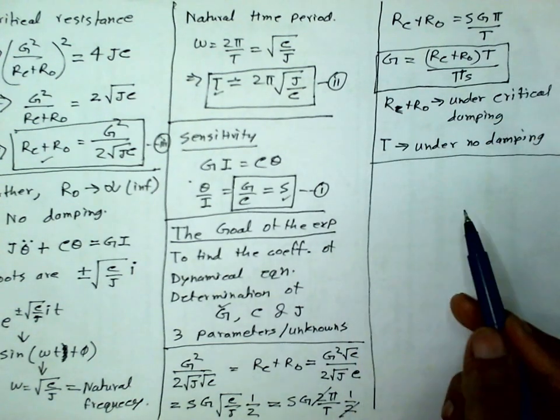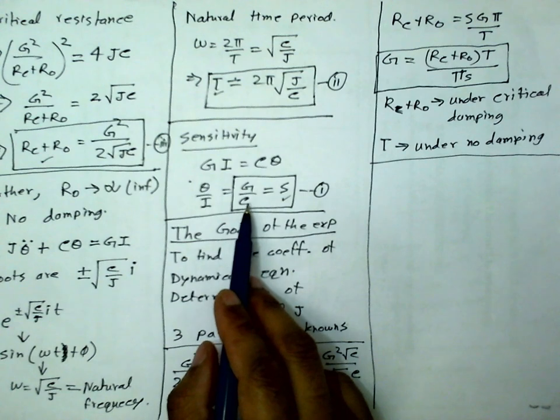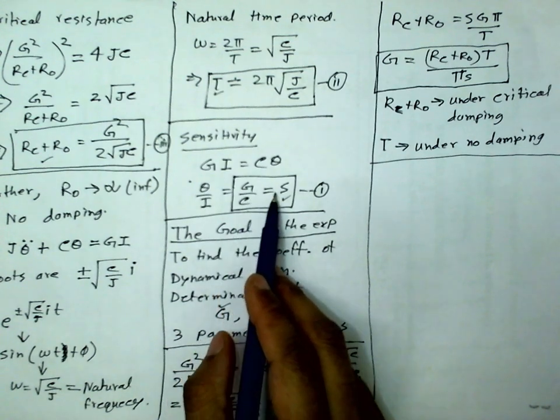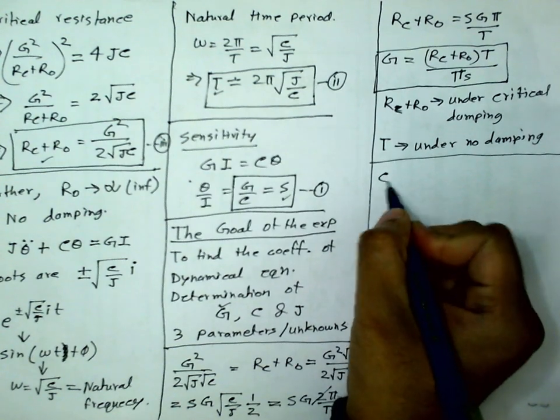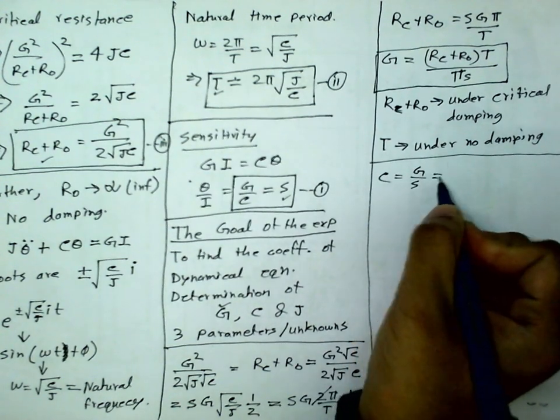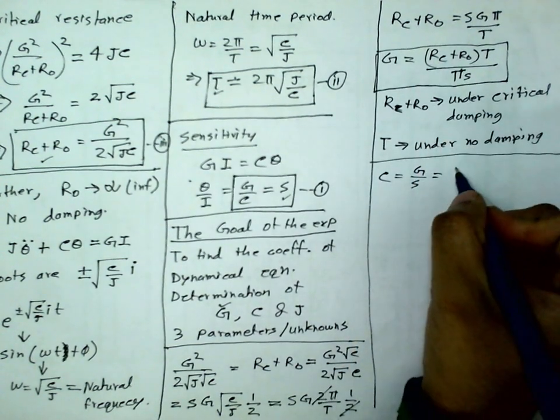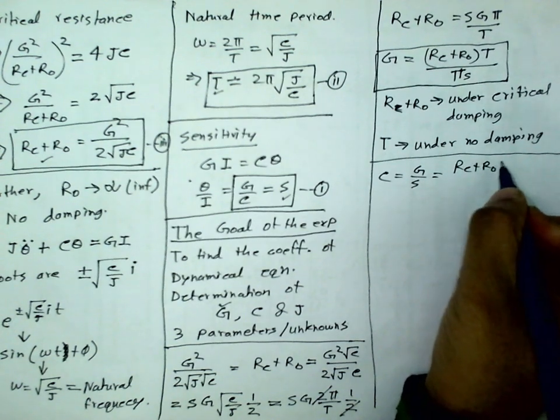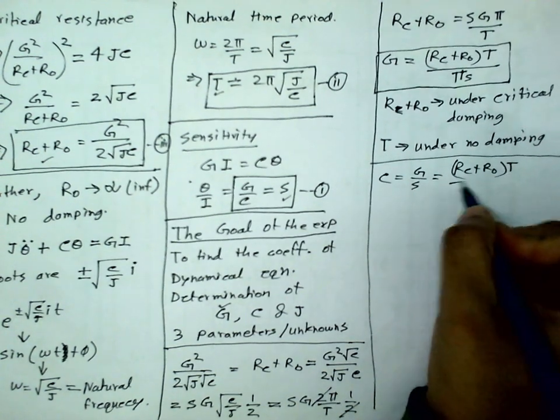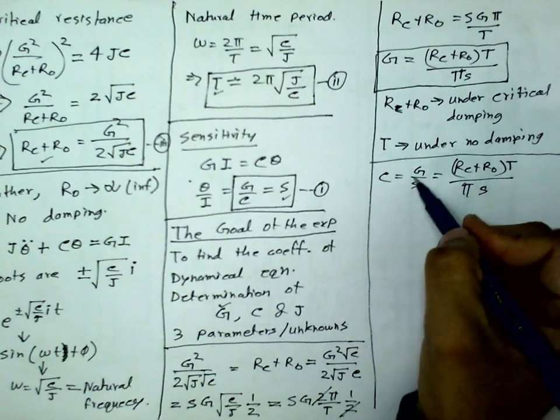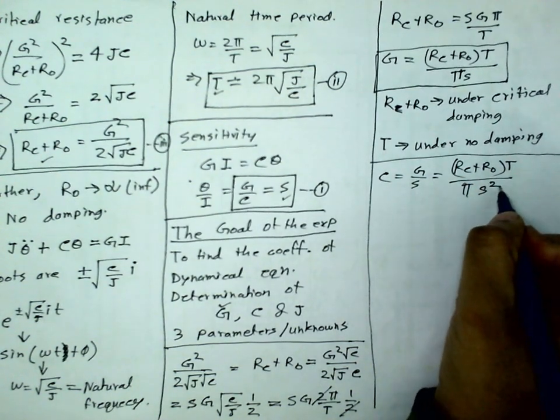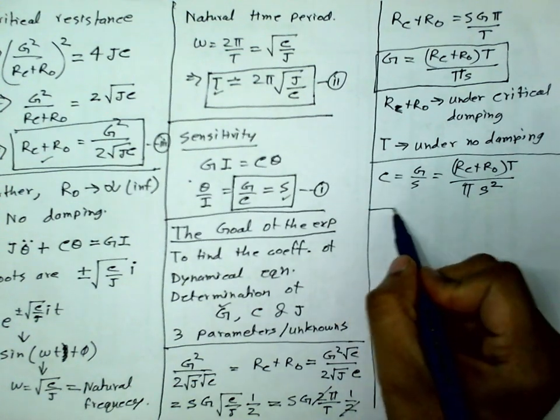Now how can we find C? C is very easy now. From this equation, C will be G by S. So C is G by S, which will mean RC plus RO multiplied by T divided by pi S. This is G, and one more S, this will become S square. So this is another equation.